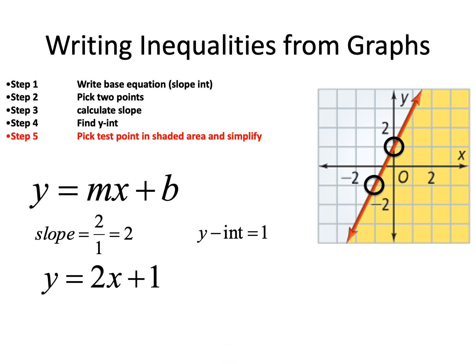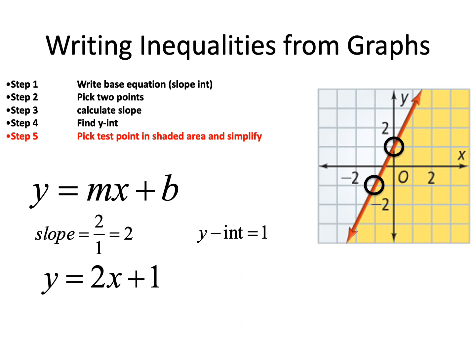Now your test point can either be in the shaded area or in the non-shaded area. I'm going to recommend you always pick in the shaded area because that's what makes it true. Now you can do it either way. It would just be the opposite of the way I will show you if you pick the other side. So I'm going to pick something in the shaded area.